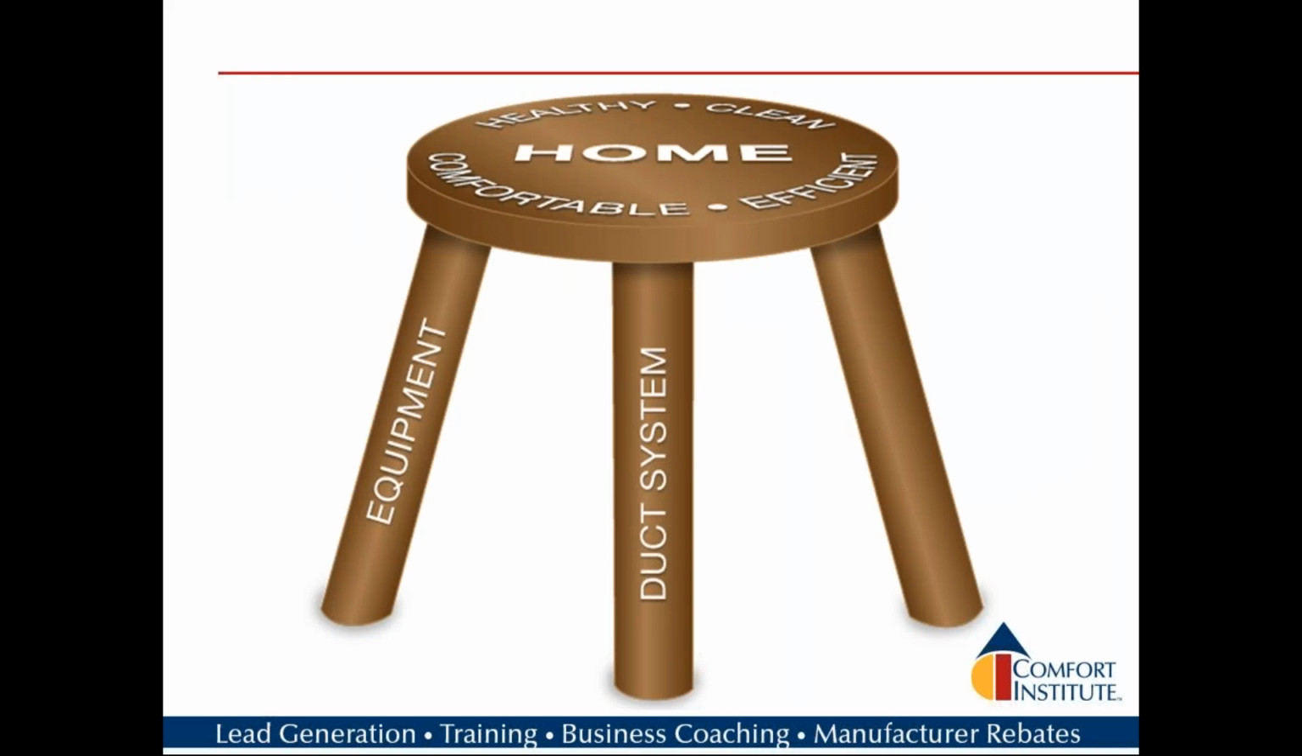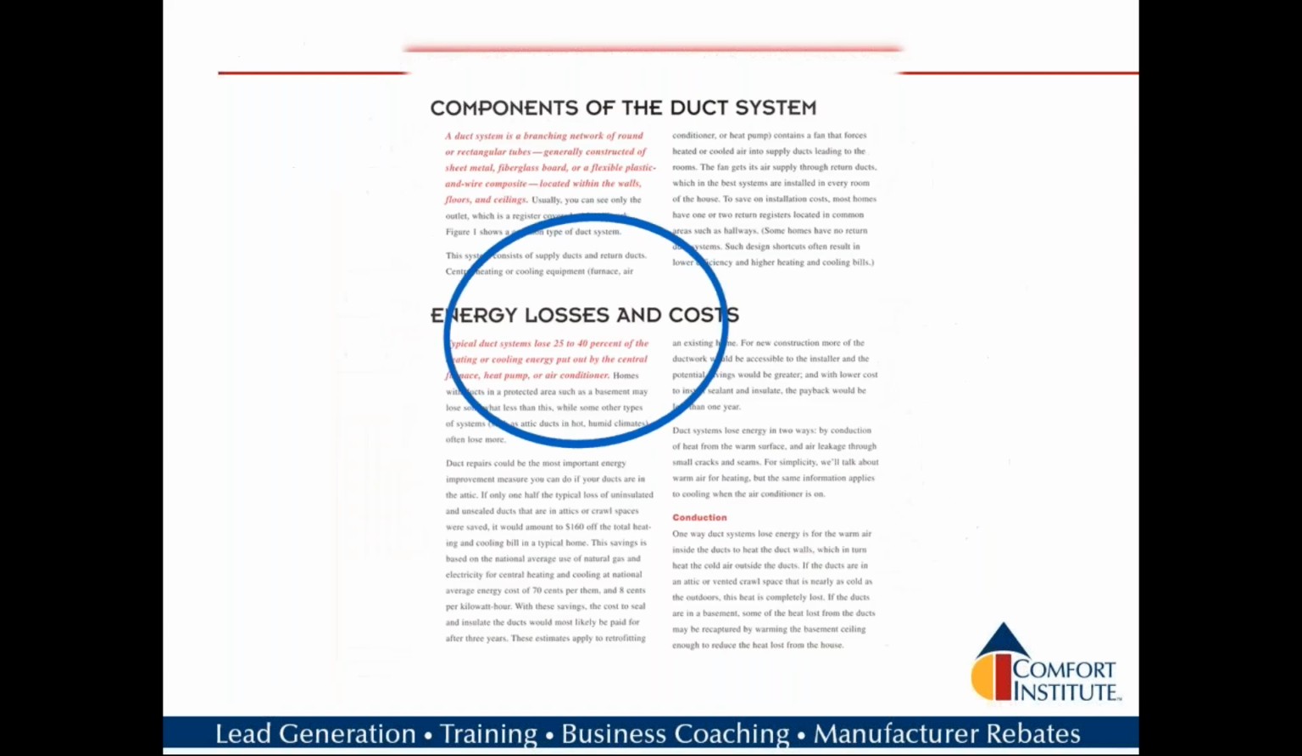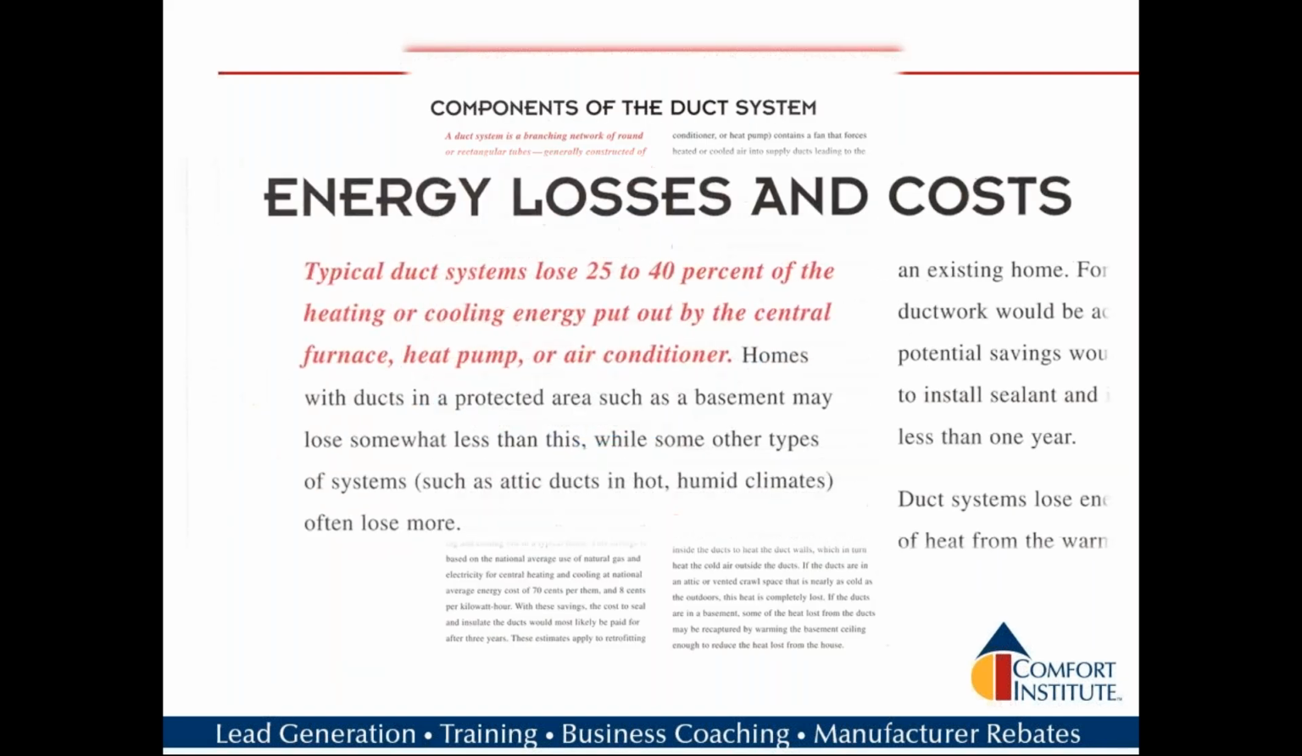The second thing we look at, of course, in houses is the duct system. Duct systems are an absolute disaster out there. In fact, in the booklet put out by DOE, they say that the typical duct system out there has the largest impact on an HVAC system. On the very first page, they say that the typical duct system loses somewhere between 25 to 40% of its heating or cooling energy put out by the central furnace, heat pump, or air conditioner.